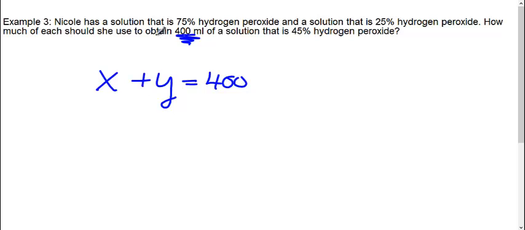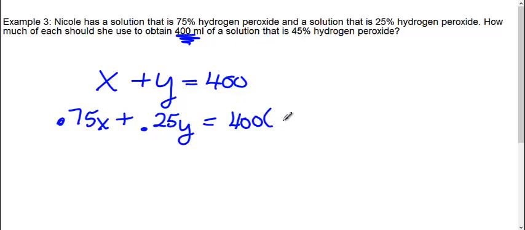It says my first mixture, which we called X, is 75% hydrogen peroxide. So I'm going to change 75% to a decimal: 0.75X plus my Y. My second was 25%, so change that to a decimal: 0.25Y equals my total that was 45%. We had a total of 400, so 400 times 0.45.